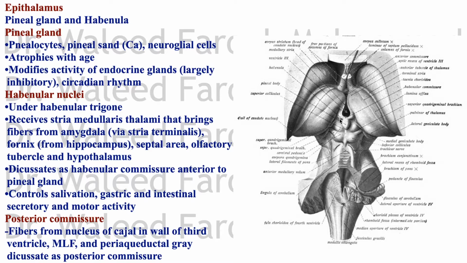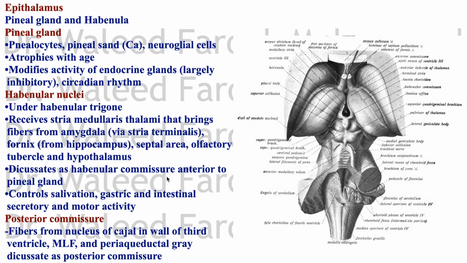They decussate to form the habenular commissure. This is the habenular commissure anterior to the pineal gland, and it controls salivation and gastric and intestinal secretory and motor activity. When you smell or see food being cooked, for example, you start to salivate to prepare yourself to eat. And if you're hungry, you'll feel some contractions in your GIT. This is the function of the habenular nuclei.